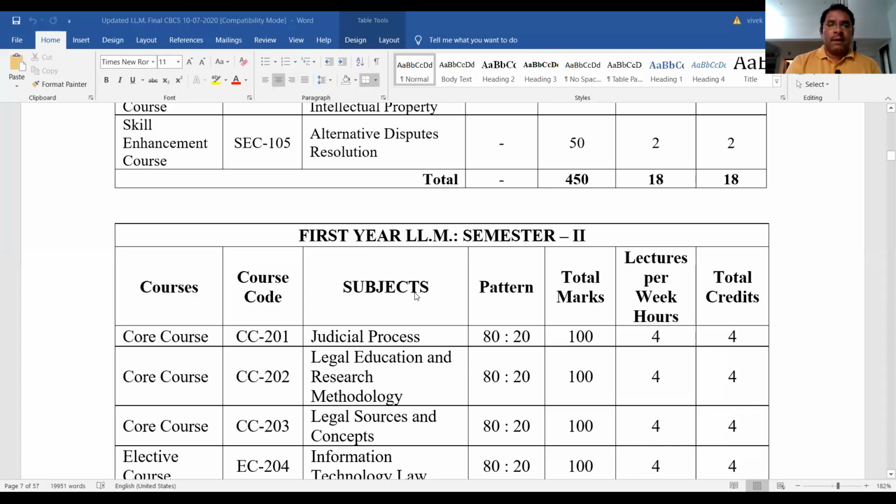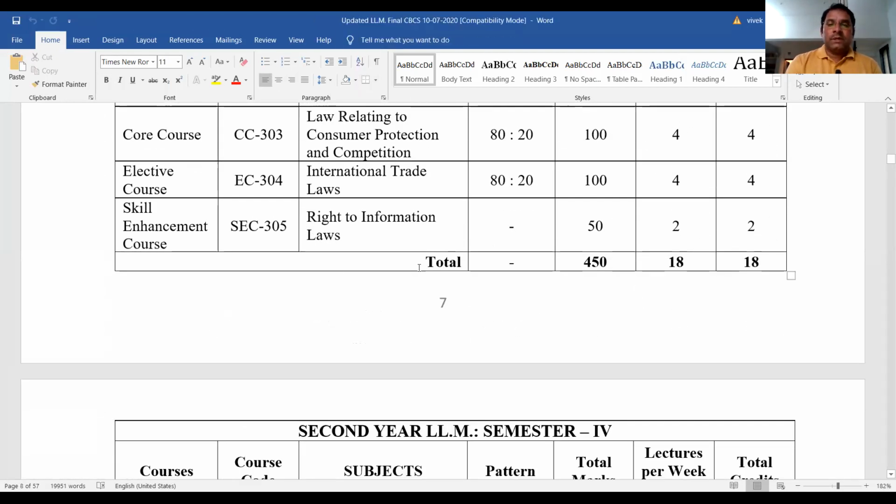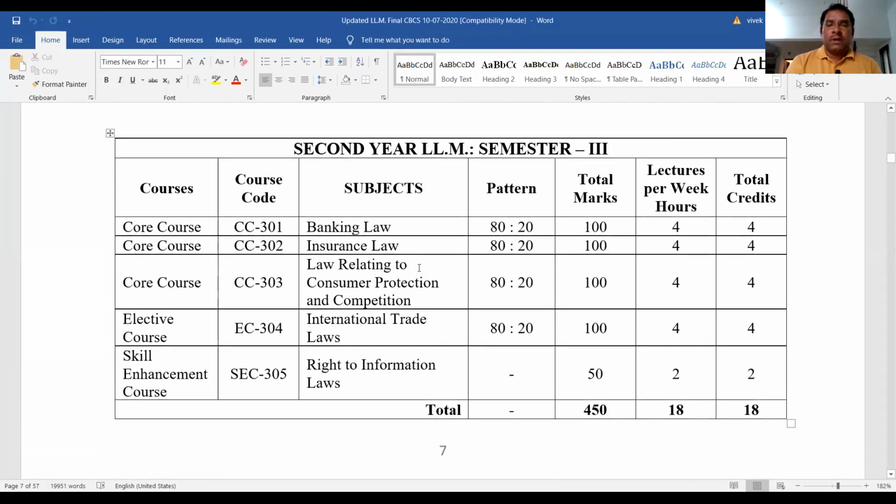So today, I'm going to begin with the timetable of your LLM class. So let us see the timetable first. So this is your timetable. We have already finished the first and second sem. We'll be venturing into semester 3 now.